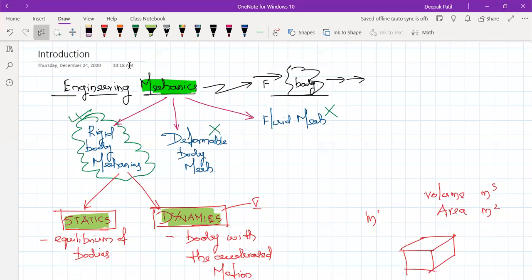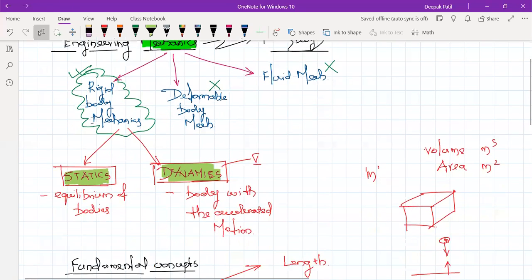Mechanics is the branch of the physical sciences concerned with the state of rest or motion of a body that is subjected to the action of forces. Mechanics has three important branches. The first deals with rigid body mechanics, the second with deformable body mechanics, and the third with fluid mechanics. In our course, we will learn only rigid body mechanics, not deformable body or fluid mechanics, because those are taught in higher semesters in civil and mechanical engineering.